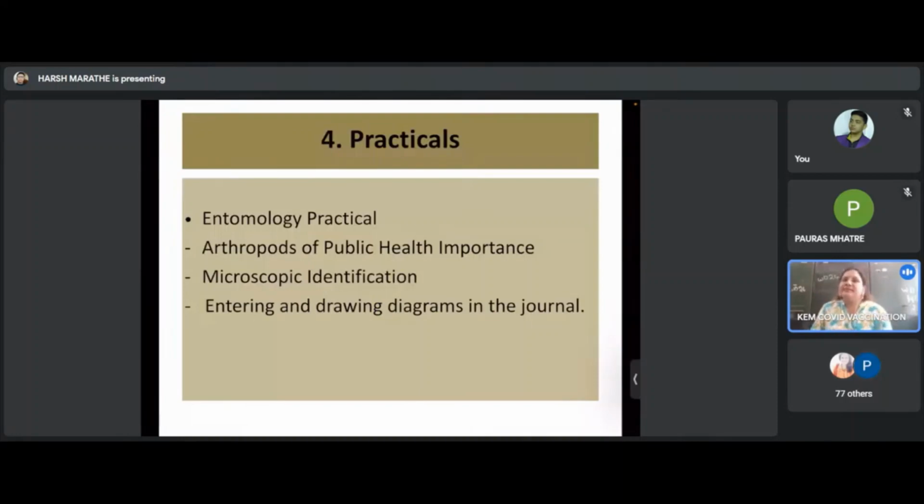Then the next domain is the practical. Some of the most important practicals are the entomology practical, and there will be other practicals which will be involved in the other trainings.